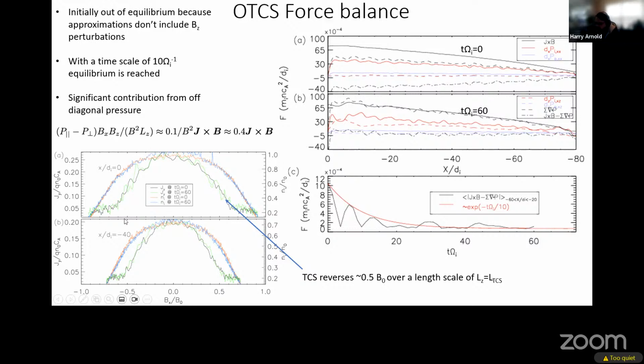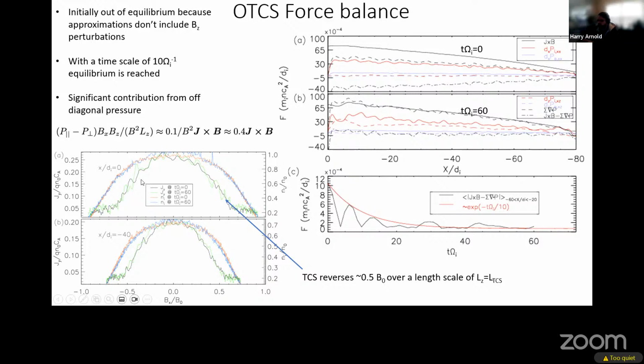Well, this bottom left plot shows cuts as a function of Bx. So again, think of this as being across the current sheet, up and down, sort of your Z direction. And we've plotted the current in black at t equals 0 and in green at t equals 60, and then the density in orange at 0 and blue at 60 for two different values of x. So this is on the leftmost side of the box, this is in the center. But there's a couple of things I want to point out here.